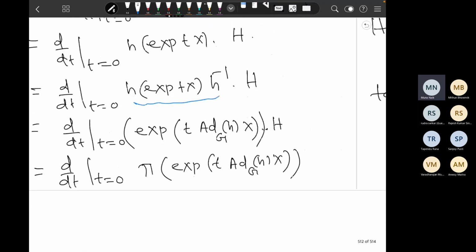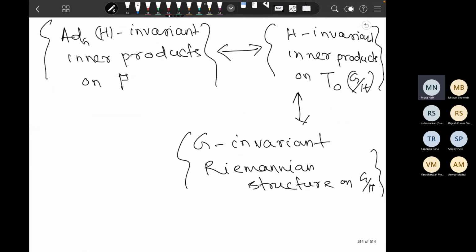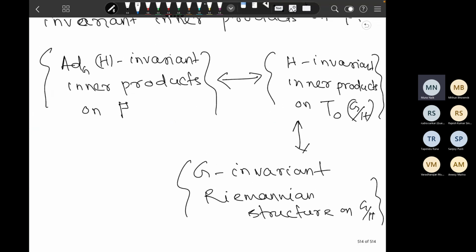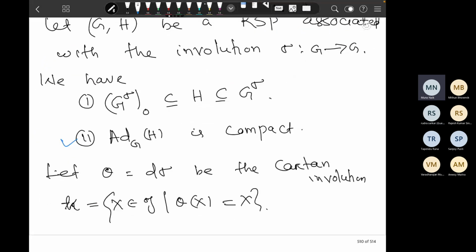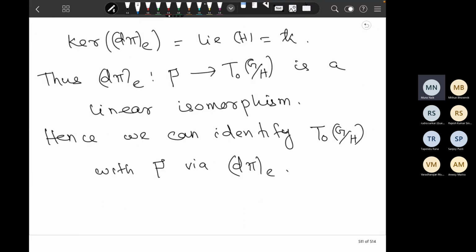So producing a G invariant Riemannian structure on G mod S is equivalent to producing an H invariant inner product on T naught G mod S, and that is equivalent to producing an RGH invariant inner product on P. But since RGH is compact, you can really produce an RGH invariant inner product on P. Therefore, you can produce a G invariant Riemannian structure on G mod S. Of the things we have studied so far, we have not used the condition that RGH is compact. We used the first condition to get the Cartan decomposition, but the second condition I am using now.